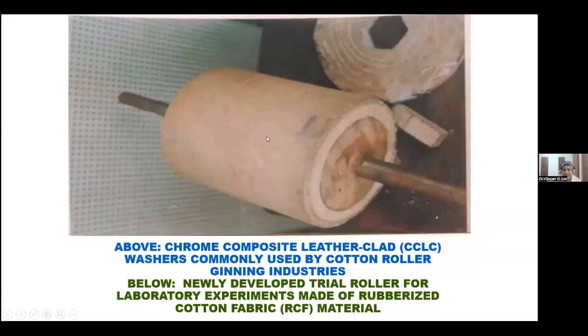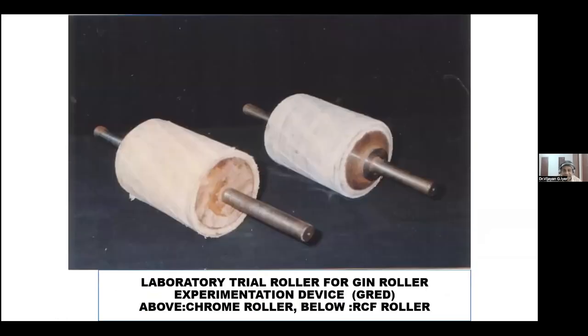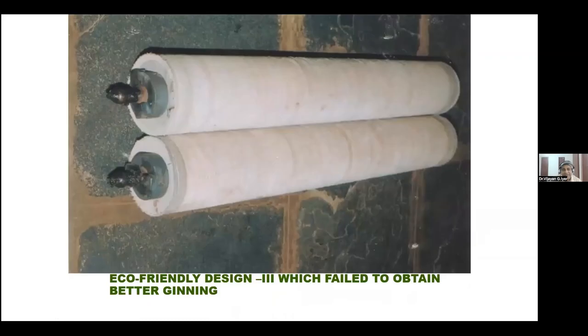And this is a rubberized cotton fabric roller. The USDA, United States Department of Agriculture, was my reviewer, the senior engineer Hughes, now retired. They have reviewed my paper and documented it in the Journal of Agricultural Safety, a very prestigious, high-impact journal published by the American Society of Agricultural and Biological Engineers. It is published in this document.